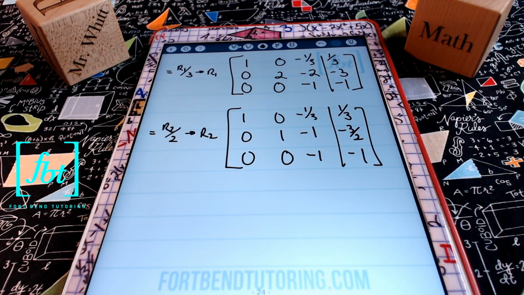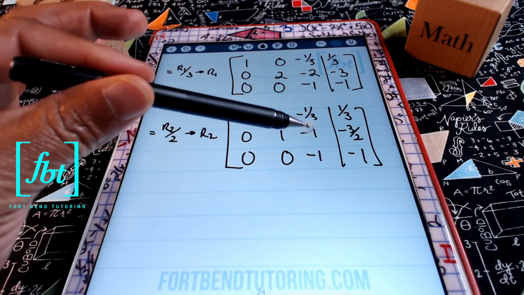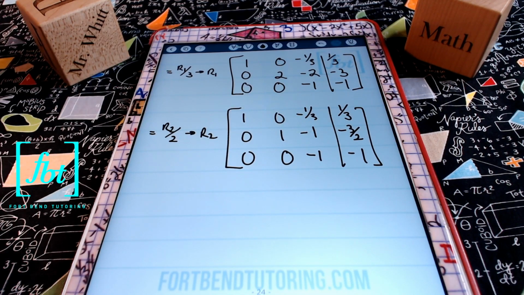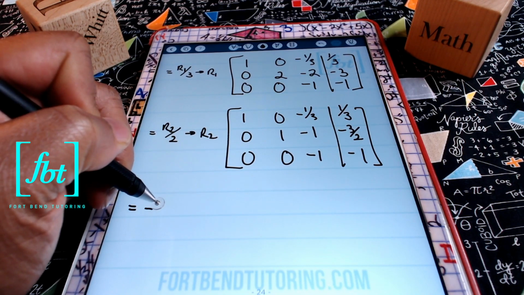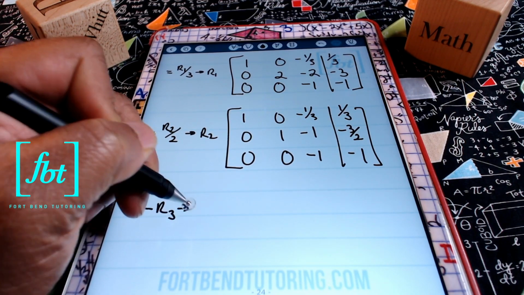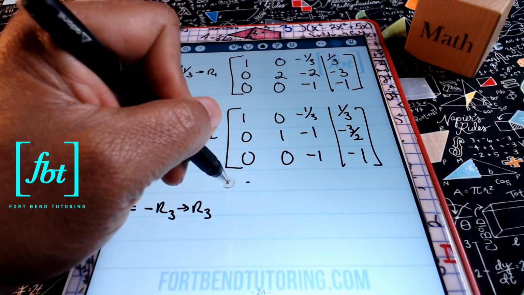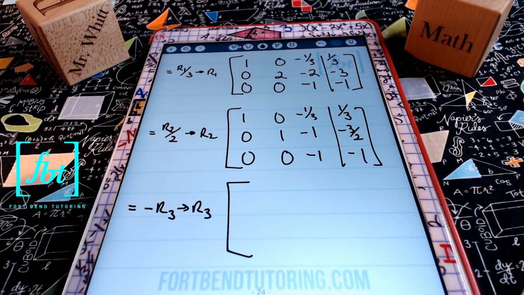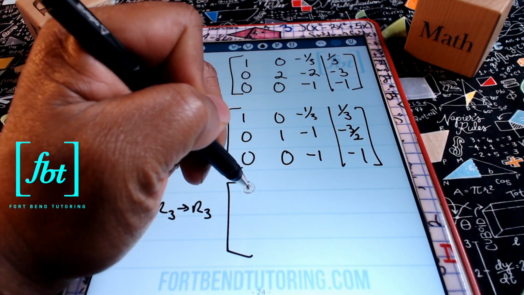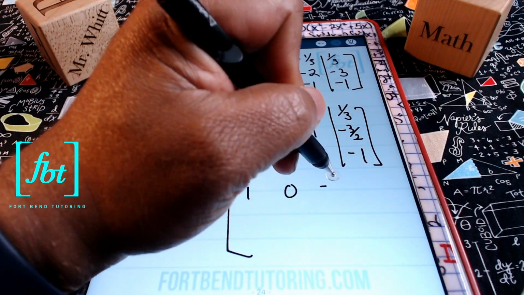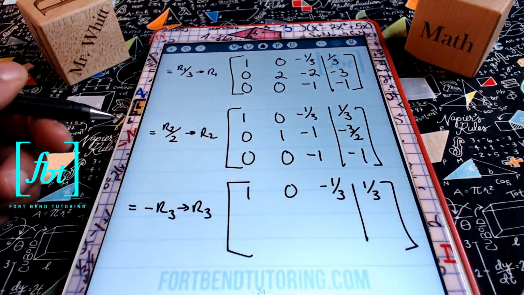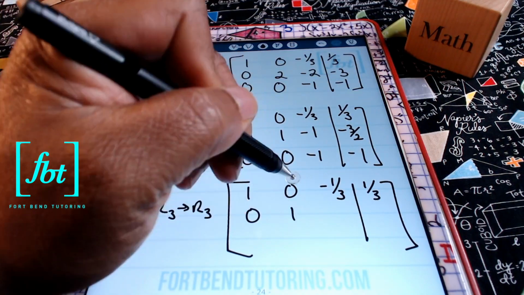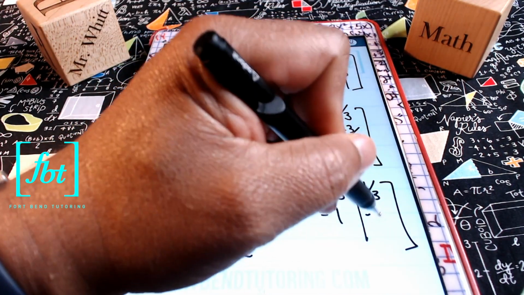So in our next step, in order to put the matrix in row echelon form, we'll need to multiply or divide row 3 by negative 1. So I think I'm going to do something different. I'm going to say negative 1 times row 3, putting the result in row 3. Obviously, the first two rows go unchanged. Let's bring those down. We'll have 1, 0, negative 1/3, and 1/3 here, as well as bringing down 0, 1, negative 1, and negative 3/2.